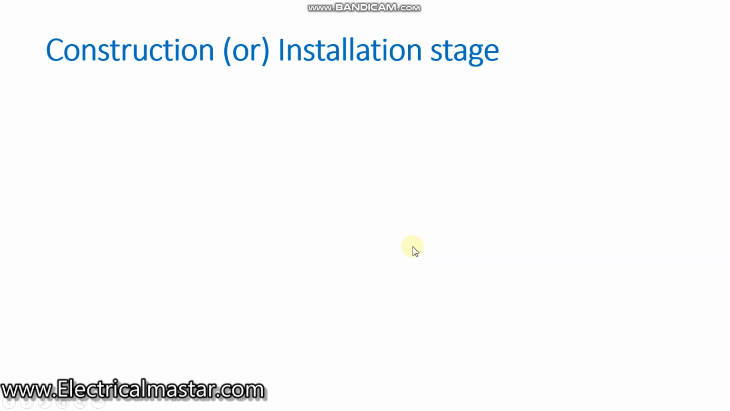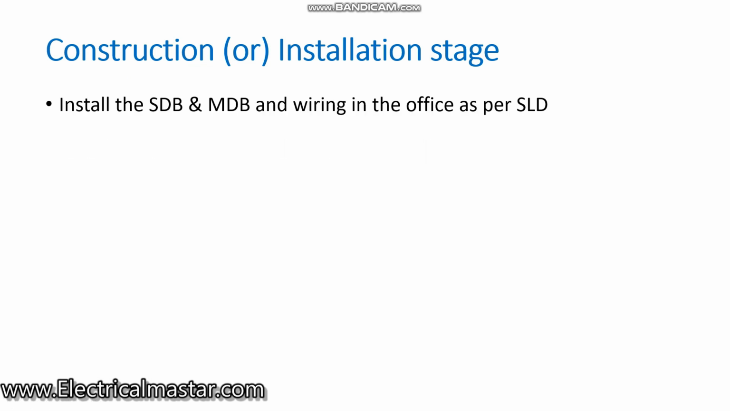Then the second stage is construction or installation. In the construction stages, based on our designing, we buy the equipment from the supplier. After we bring the equipment to the site, first we start the job by installing the sub DBs and main DB and wiring in the office as per the SLD diagram. Based on our designed SLD, we installed the main DBs and sub DBs inside the office, and we also did the wiring from the main DB to the sub DBs.